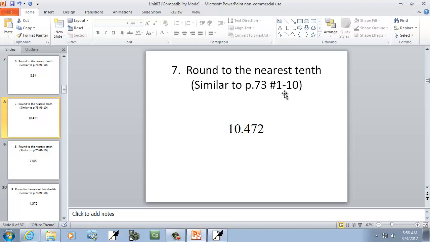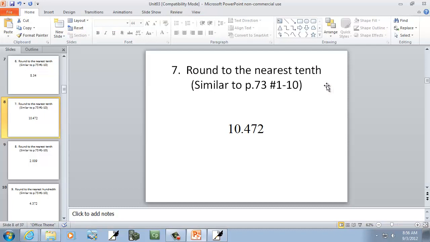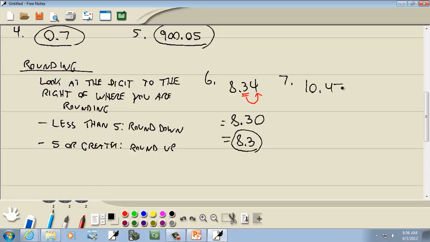Now, next one. Still round to the nearest tenth. We got 10.472. Well, the tenth is right here, and we're going to look to the digit immediately to the right. And this time it's 5 or greater, which means we're going to round up. So the 4, you add 1 to it. So that becomes 5, and then everything to the right becomes zeros. And again, if you have zeros at the end, you can just drop them. And our answer is 10.5.